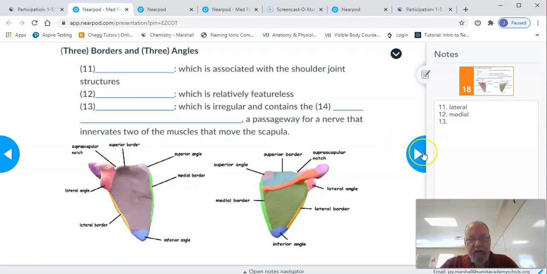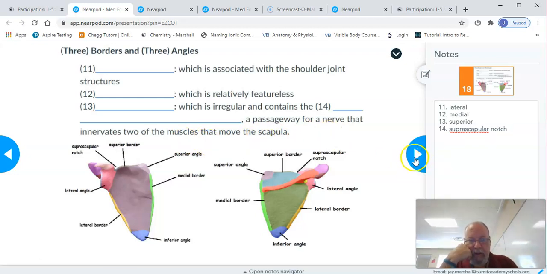Okay, and the superior border contains something we're going to call the supra, which is a word that means above. So suprascapular notch. Okay, the notch at the top of the scapula. So that's the suprascapular notch, and this is a passageway for nerves and a nerve that innervates 2 of the muscles that move the scapula.